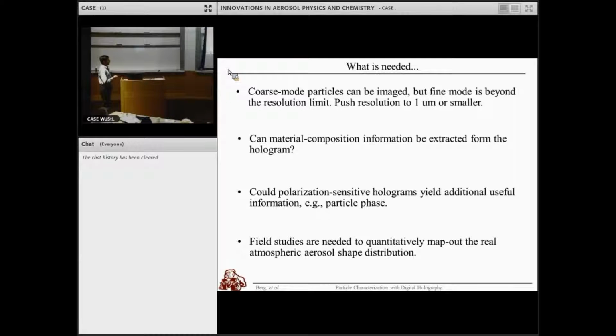And probably most important, we're going to build this into a black box and take it out into the farm fields in Mississippi, and we're going to try and map out quantitatively the real atmospheric aerosol shape distribution. So we have a way we think we can describe shape in a general sense, rather than, well, I guess that's all I'll say on that at the moment.